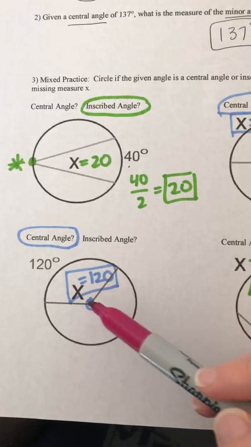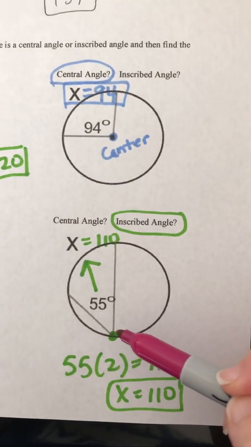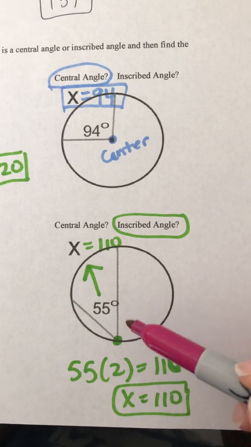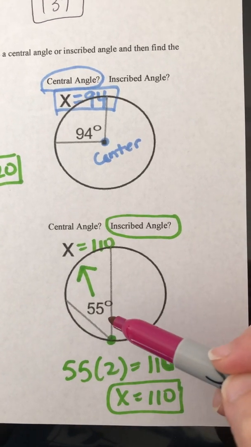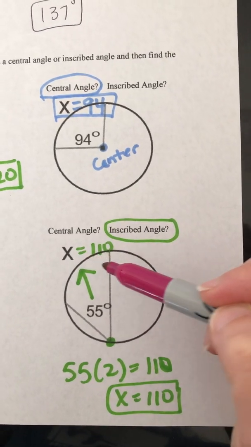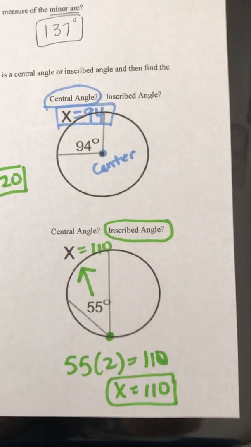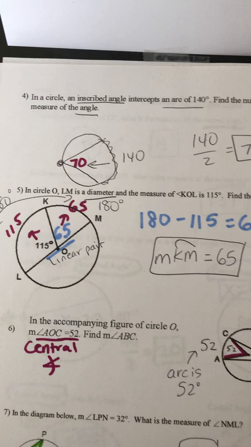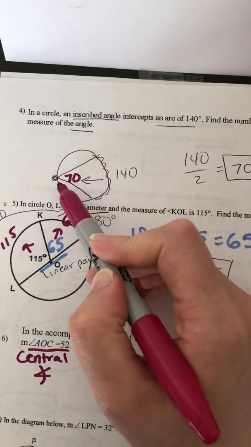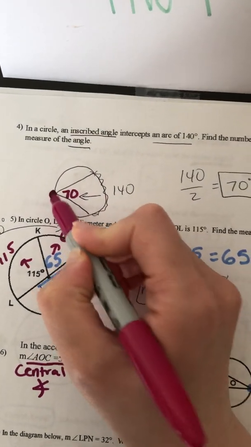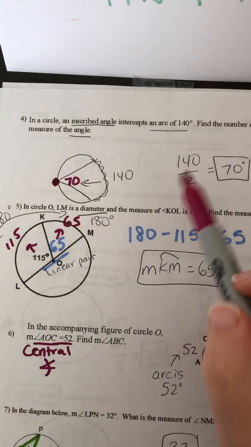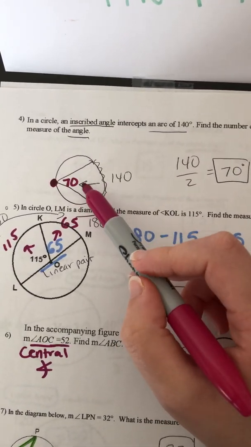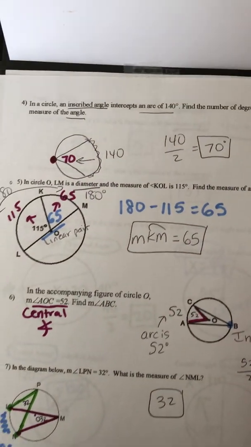Center, same, 120, 120. This corner right here, this vertex is on the circle. That's an inscribed angle. The skinny 55 angle, you double it to get the arc. 55 doubled is 110. This question didn't have a diagram, so I drew it myself. Inscribed angle, that touches the edge. Right there, that angle is inscribed. We knew that there's an arc of 140, so now you're going back to that skinny angle. You divide by 2, you get 70.